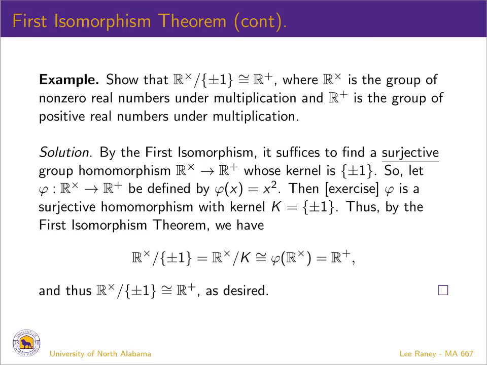Straightforward exercise there. All right, and so by our first isomorphism theorem, we have that R cross over plus or minus 1, which is the group R cross over the kernel K, is isomorphic to the image phi of R cross, which is all of R plus. And in particular, R cross over plus or minus 1 is isomorphic to R plus, as desired.